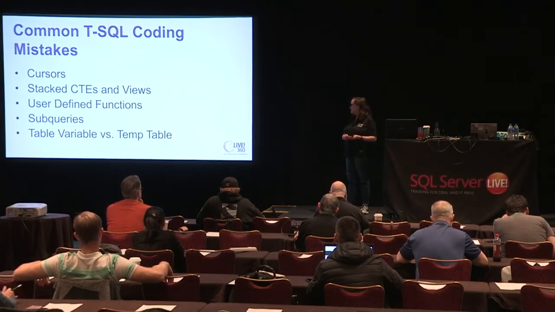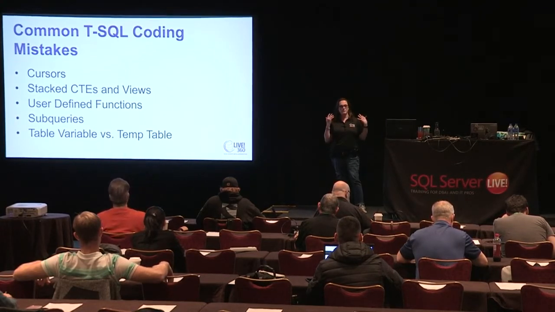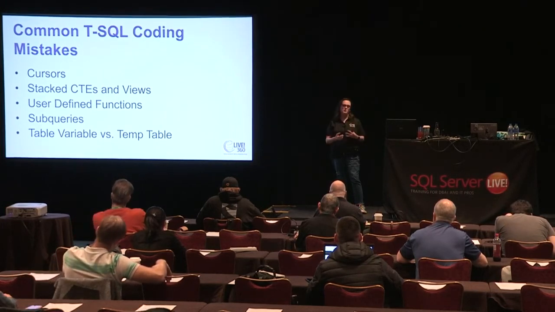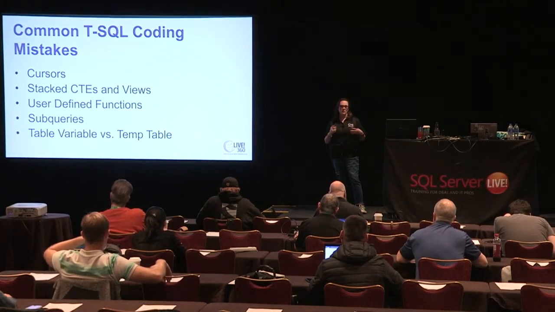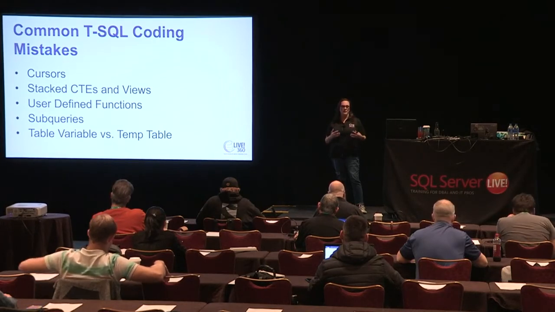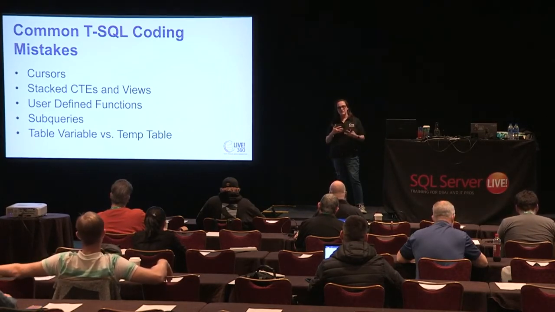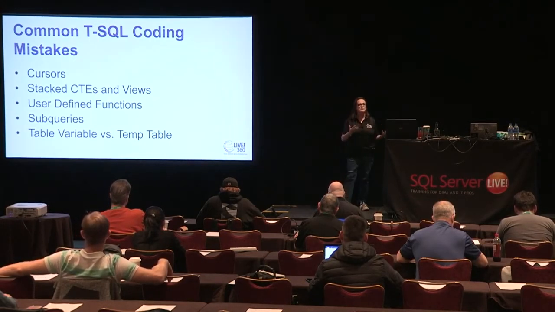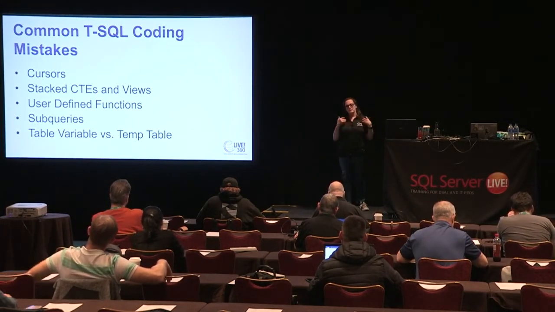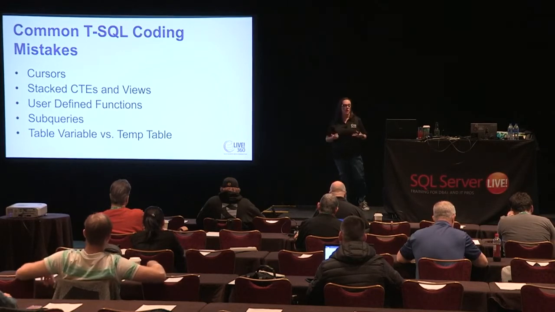Also, table variables versus temp tables. If you have a stored procedure or some code with a table variable and you're having performance issues, try converting that to a temp table. It might be that there's so much data being pulled back into your table variable that it's problematic, and the optimizer can't handle that much data within a table variable, and maybe a temp table would be a better option.